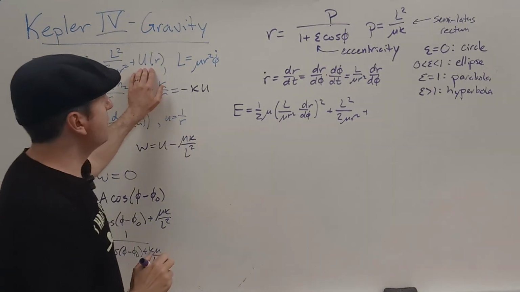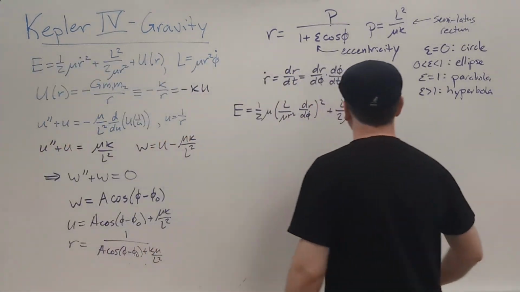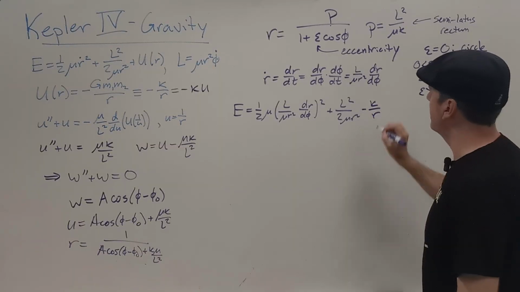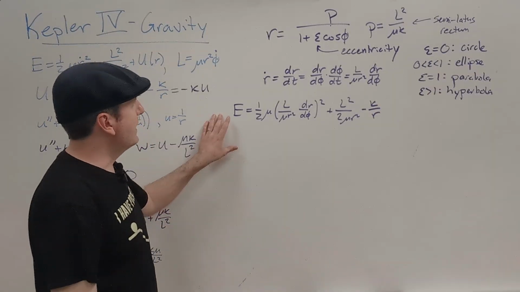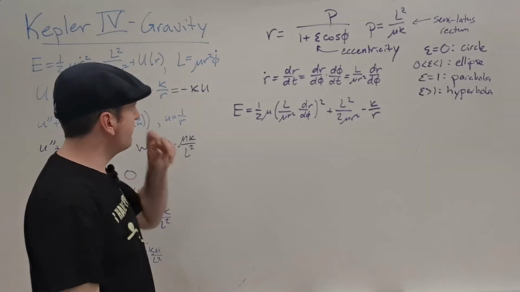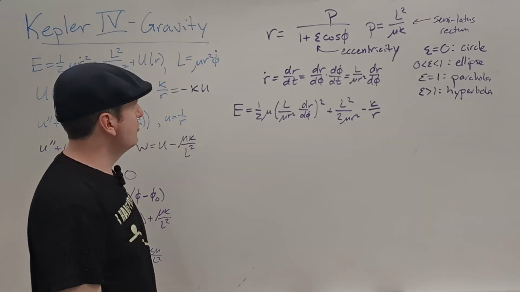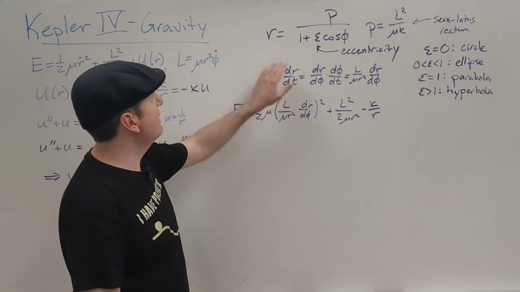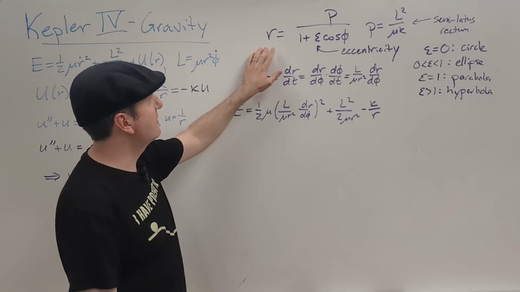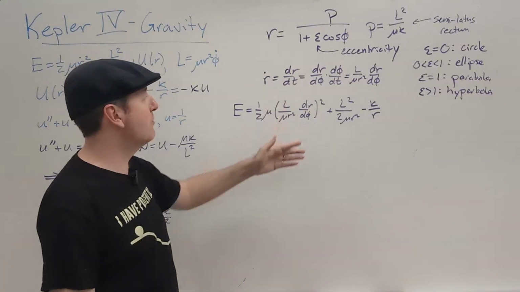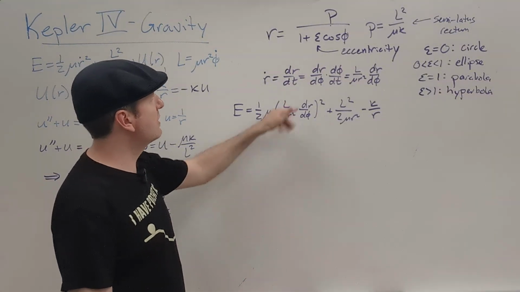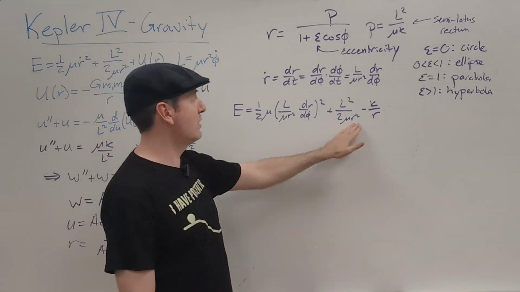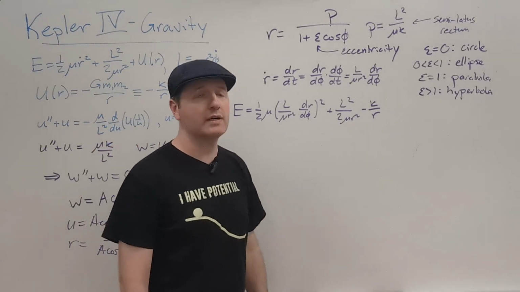And then don't forget that our potential U of r is actually minus kappa over r. Okay, so here's our expression for the energy. We're ready to do what we can here. Obviously, taking the derivative of r with respect to phi won't be too bad. I've got a 1 over r squared, but I know what r is, and actually 1 over r is going to be even nicer. I've got a 1 over r squared here, and I've got a 1 over r here.